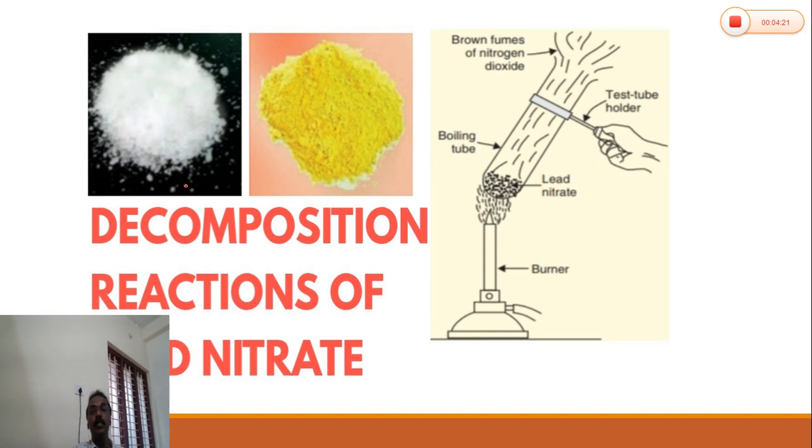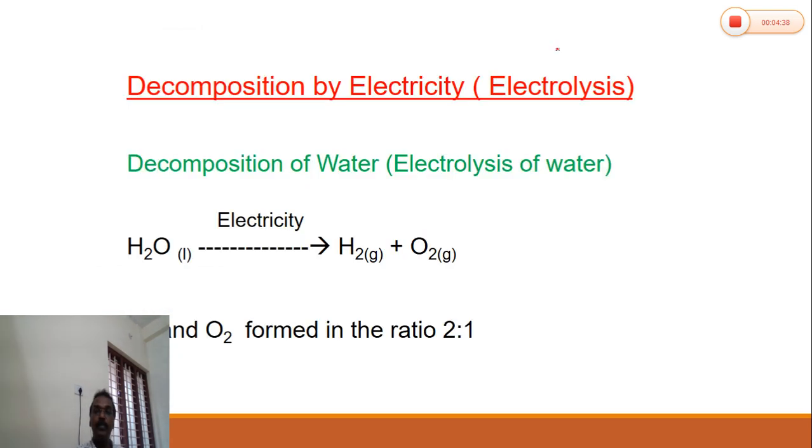Now see, this is the diagram. This is lead nitrate, Pb(NO3)2. Now it is taken in a test tube. On heating, here we can see the brown fumes. This is the decomposition of lead nitrate.